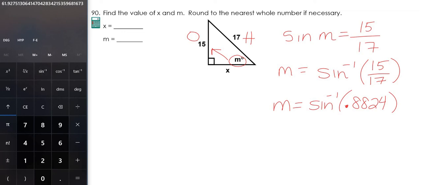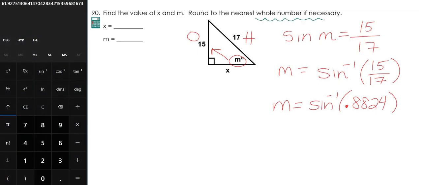Click that, and it's going to pop up with your angle. So about 61.92. I want to round to the nearest whole number if necessary. So here, instead of writing 61.9, I'm going to say 62. So my final answer for m is that it's about 62 degrees. That's the measure of the angle. So I'm going to put that down as m. I didn't have to solve for m first. I just chose to solve for m.